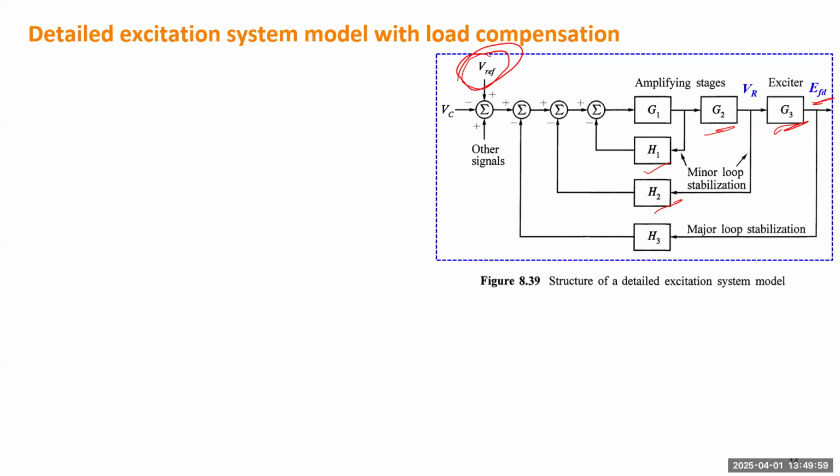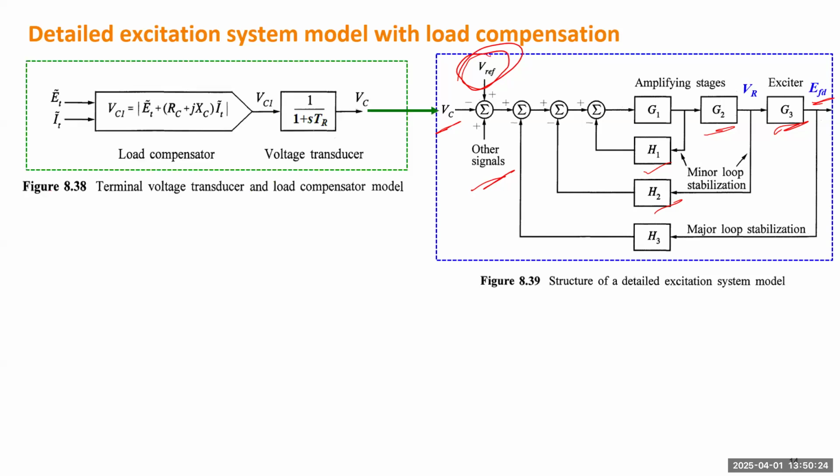And there's another input. So what signal is missing? The missing one is the feedback signal of the terminal voltage. So this VC will be the feedback signal of the terminal voltage, or the controlled voltage. This other signal may be from the power system stabilizer, so we'll discuss this one in the next session. All right, so VC comes from another system. Okay, so first is this time constant TR.